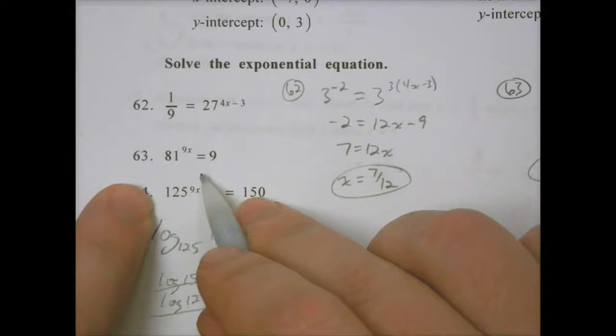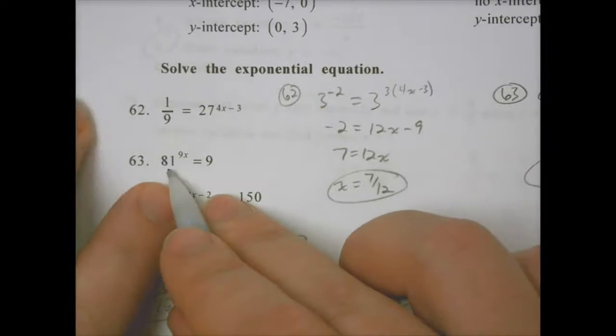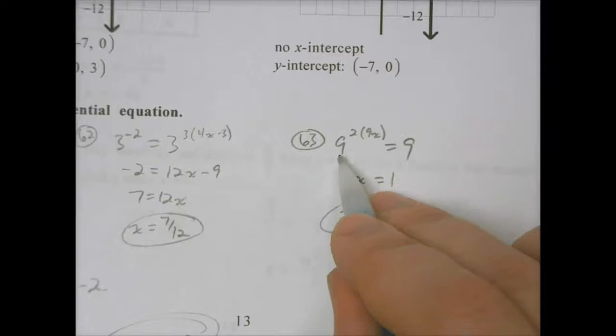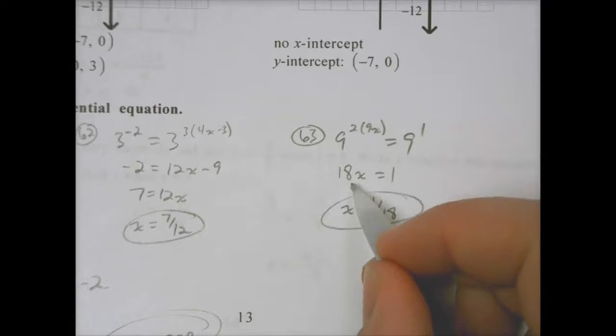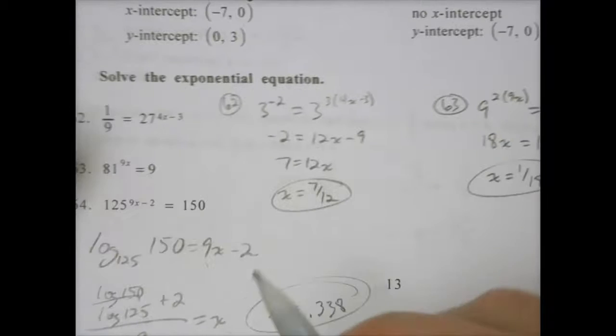Same sort of deal with number 63. So 63, I can rewrite 81 as 9 to the 2nd. So I have 9 to the 2nd times 9x, and 9 to the 1st essentially. So 2 times 9x is 18x equals 1, divided by 18.